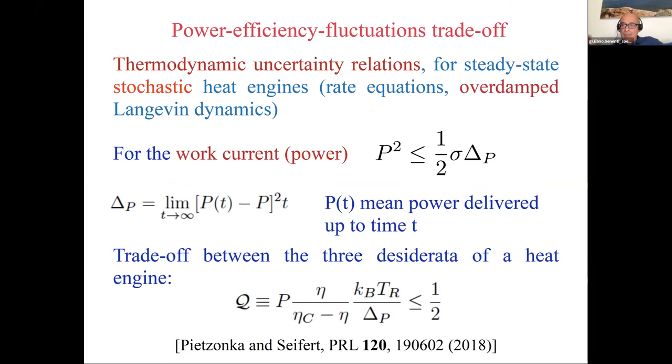So you assume that there is no magnetic field also. And if you apply the thermodynamic uncertainty relation for work current, that is from power, you get this inequality. Here P is power, sigma is entropy production, and delta P is the power fluctuation. Now, if you express the entropy production rate sigma, then you get a trade-off between the three desiderata of a heat engine: power, efficiency, how close you are to Carnot efficiency, and fluctuation. This Q is a kind of quality factor, which is smaller or equal than one half. This means that you cannot have at the same time large power, efficiency that approaches Carnot efficiency, and small fluctuation. At least one of these three quantities must be not as you desire.